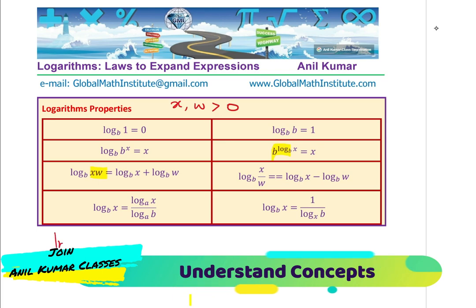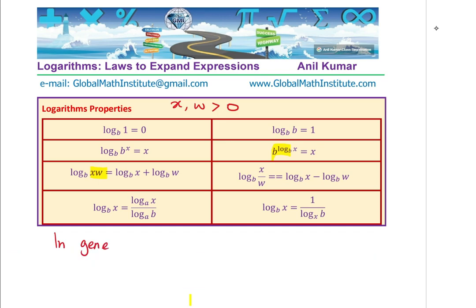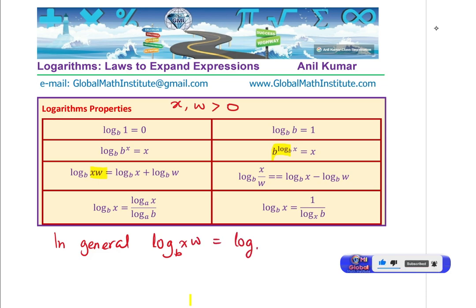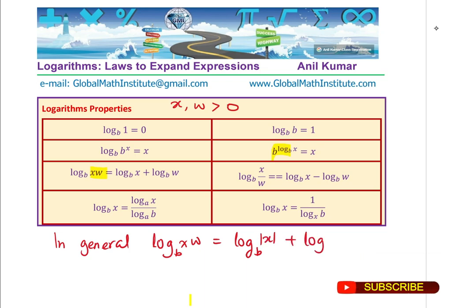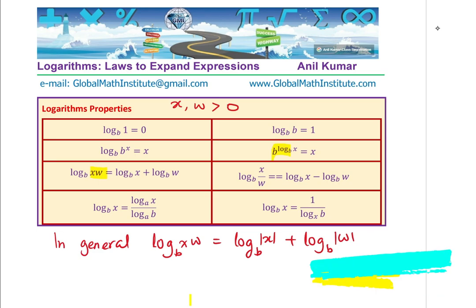So let me write down here in general. If I say log to the base b of xw, that is equal to log to the base b of absolute value of x plus log to the base b of absolute value of w. You get the idea. Since we know that the log functions are defined for values greater than 0. Now, why is this very critical? Can you explain why I used absolute value?